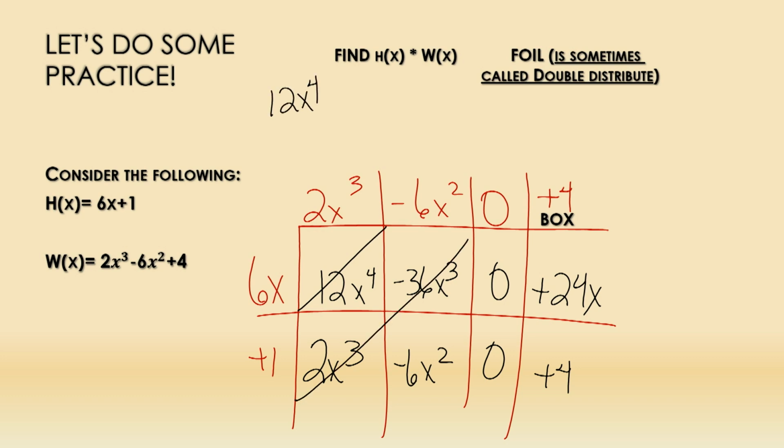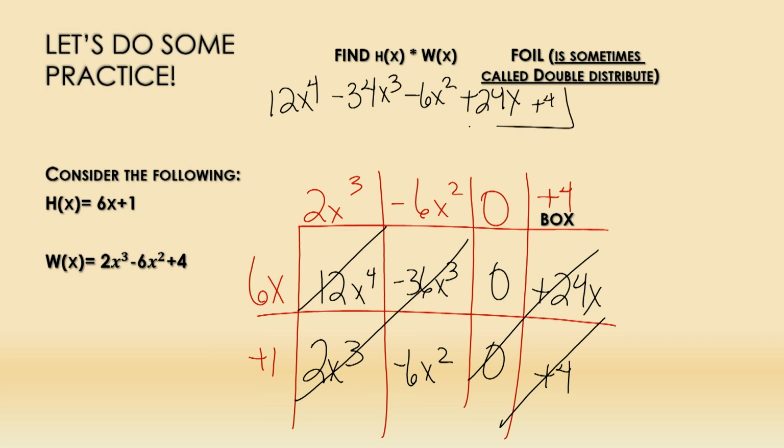2 plus a negative 36 is going to be a negative 34x to the third. Negative 6x plus 0 is negative 6x squared. 0 plus 24x is plus 24x. And then I have my constant. 12x to the fourth minus 34x to the third minus 6x squared plus 24x plus 4.